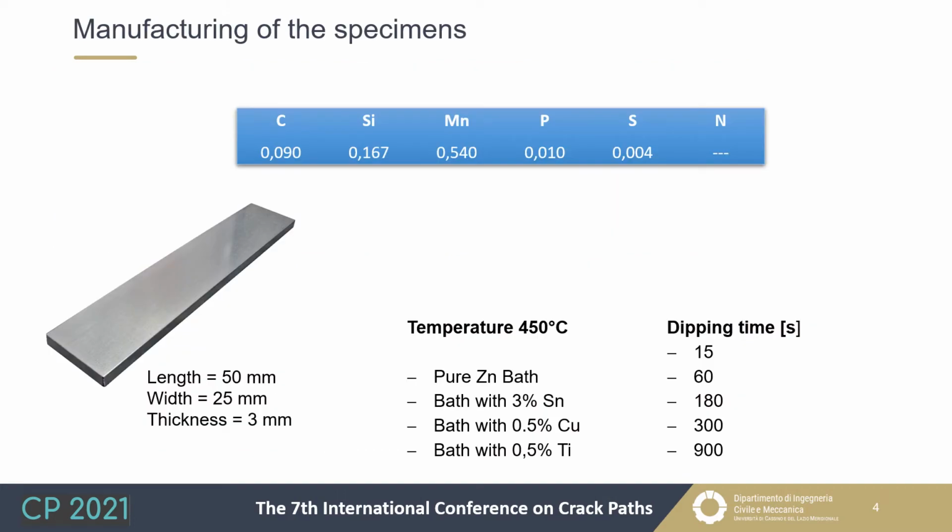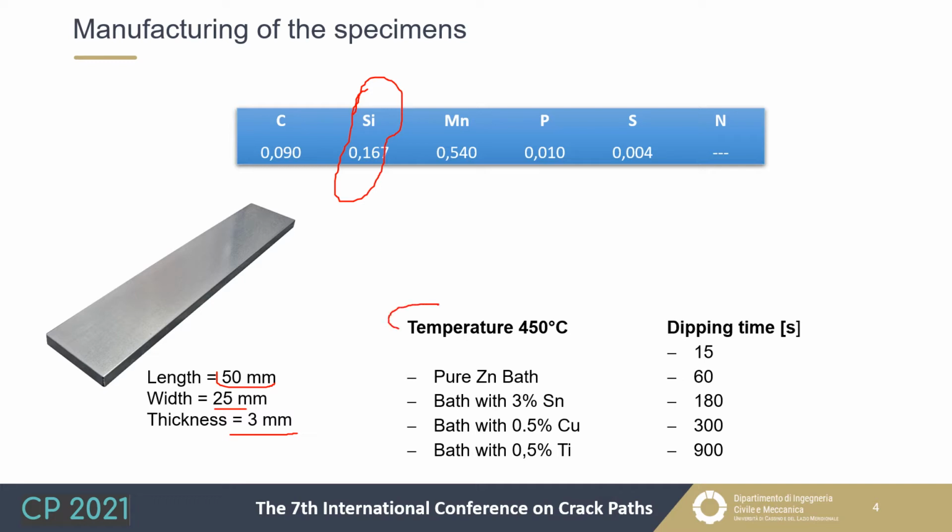In order to realize our study, we produced specimens characterized by a rectangular shape of 50 millimeters in length, 25 millimeters in width, and the thickness is only 3 millimeters. These specimens are characterized by a chemical composition with high values of silicon. In this case, the material is very reactive in the zinc-based bath.